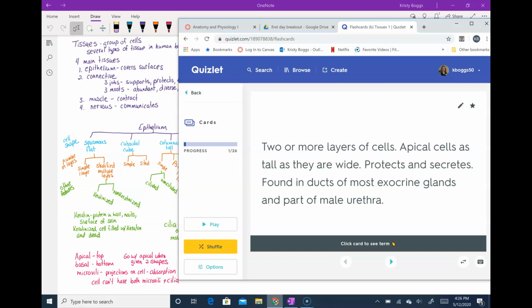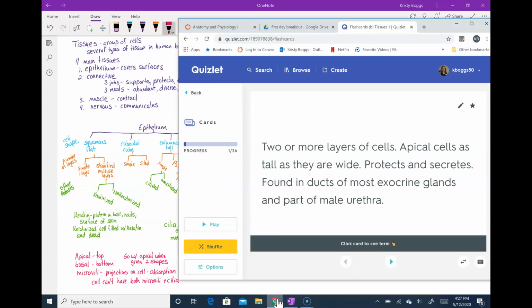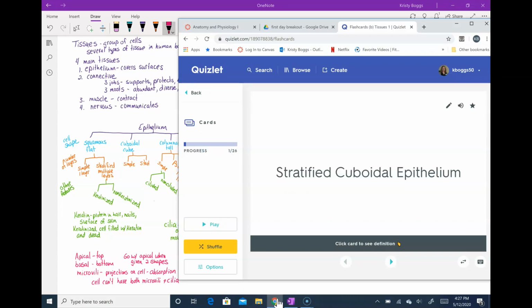Apical cells, which means that's the top layer of cells. And remember, you always use the shape of the top layer. As tall as they are wide. So think about which kind of shape is as tall as it is wide. Well, that's what a square is, or a cube. So now we know that it's cuboidal. So if we look back here at our chart, we have stratified cuboidal epithelium. So if we flip this over to see the answer, stratified cuboidal epithelium.